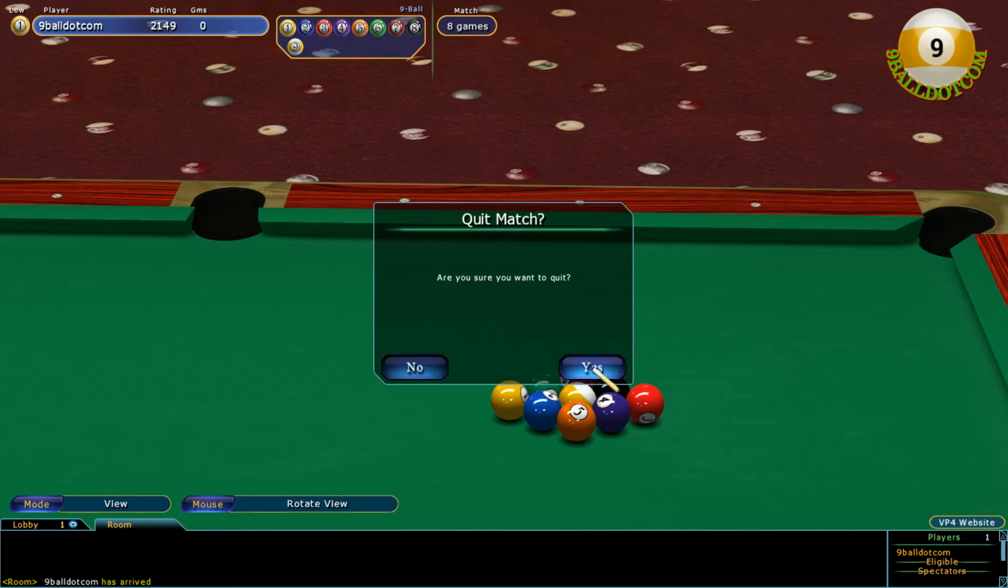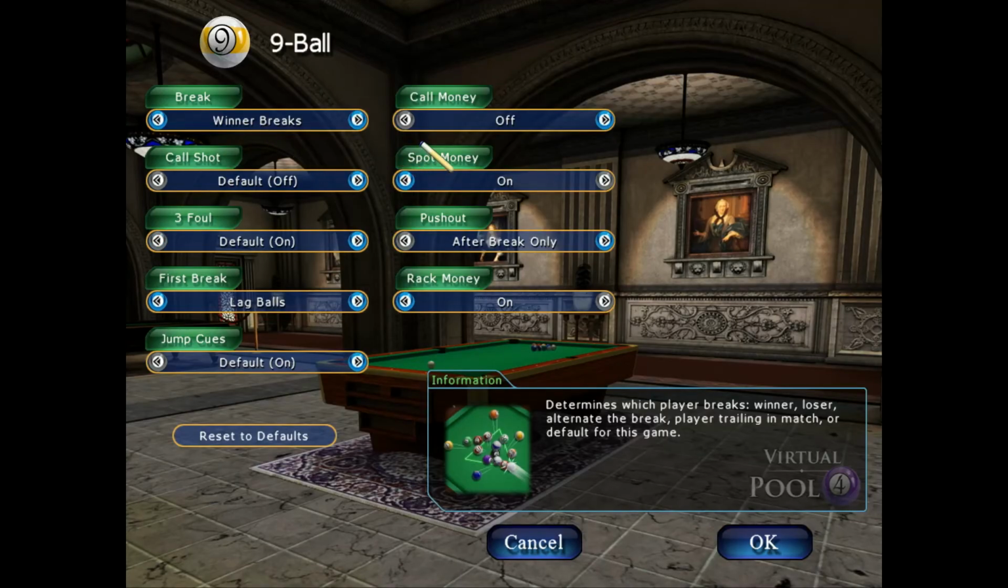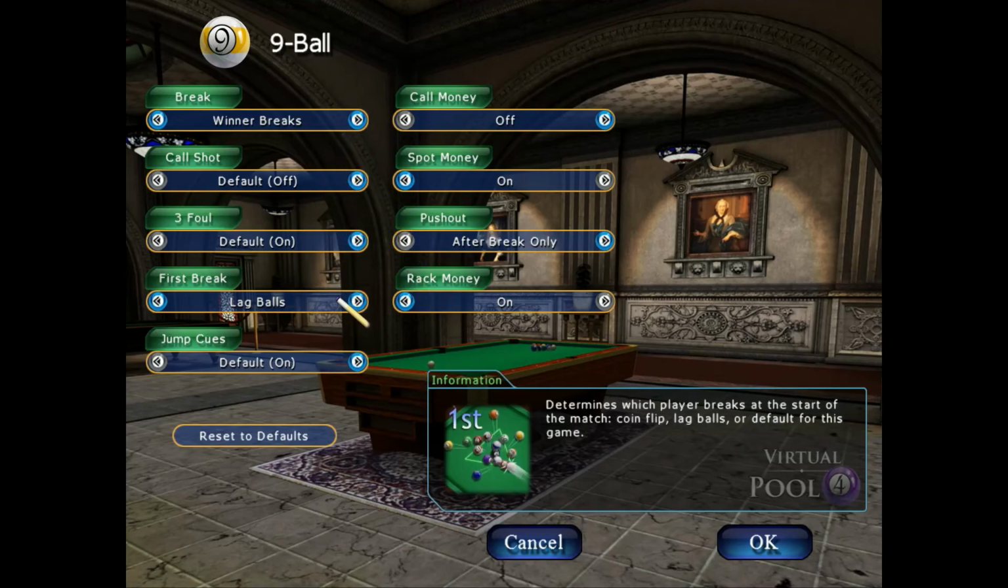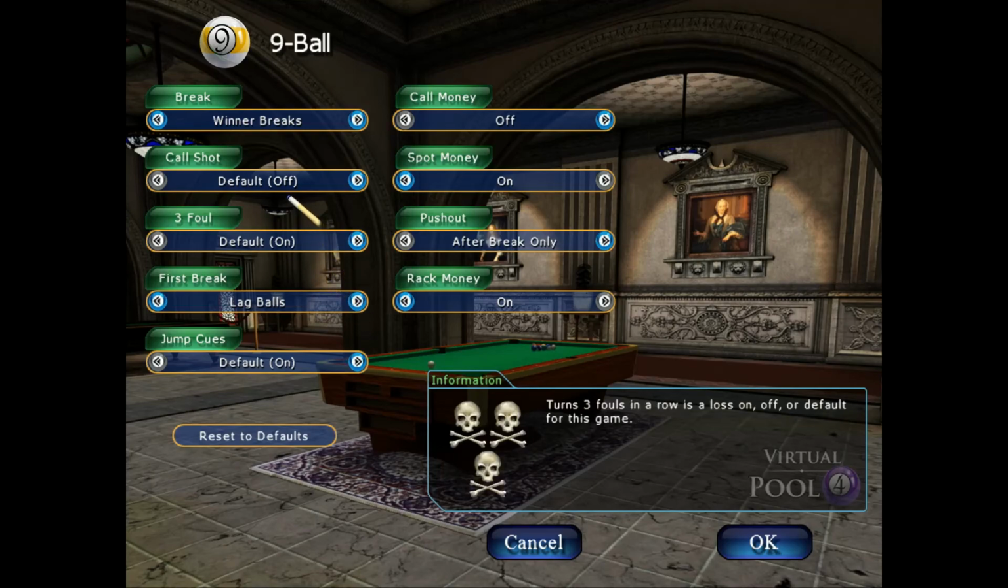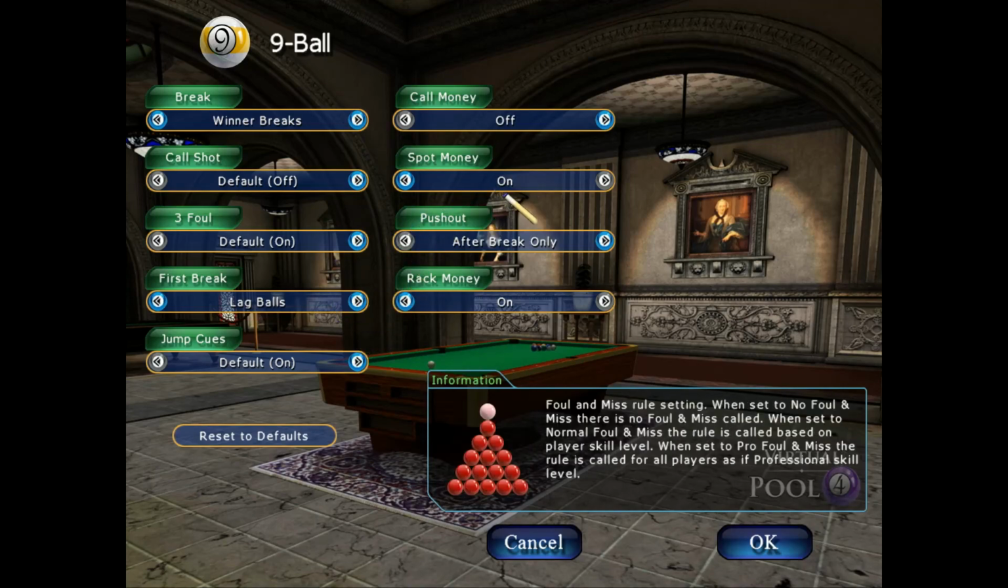I'm going to quit the match. Quick summary. Default table, advanced settings. Once again, that would normally be the layout and the setup for a standard tournament, with lagging the balls, the 3 foul rule on, the call shot off, winner breaks, and the jump cues on. So you can mess about with some of those settings, but the important one with multiple money ball tournaments is that, to make it fair, you must have the spot money on.